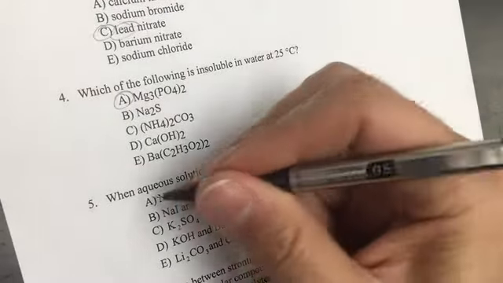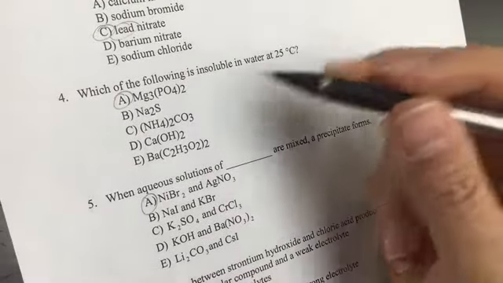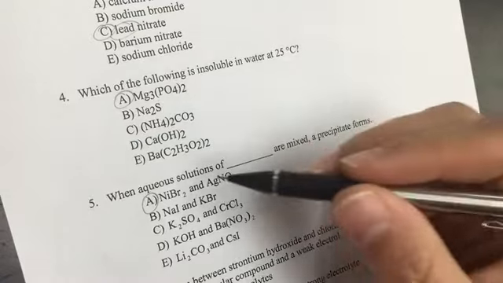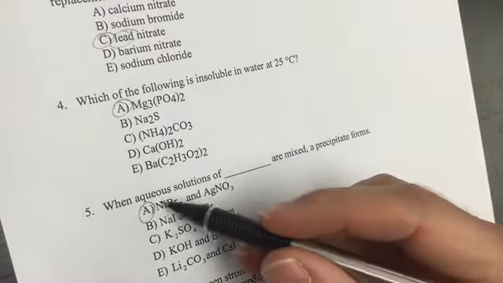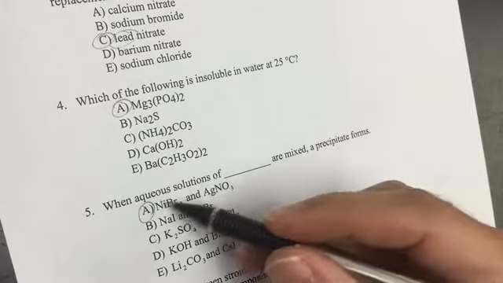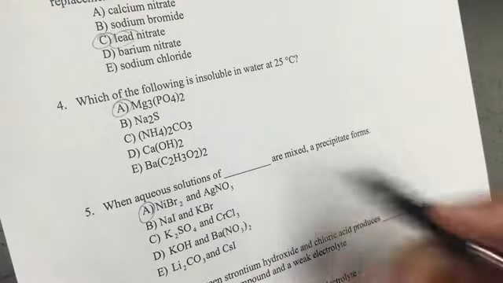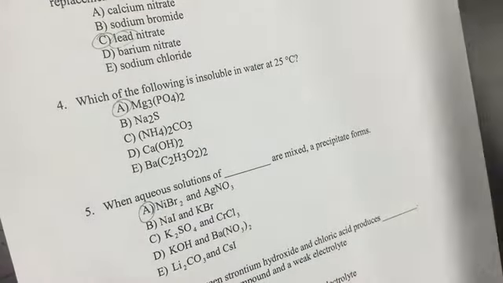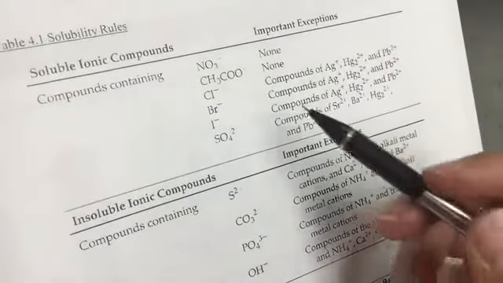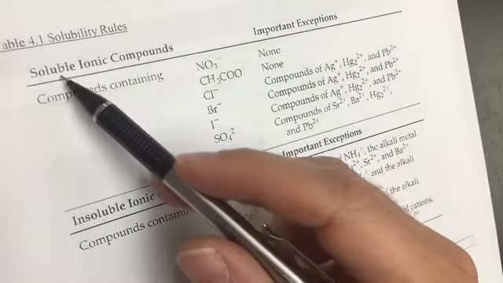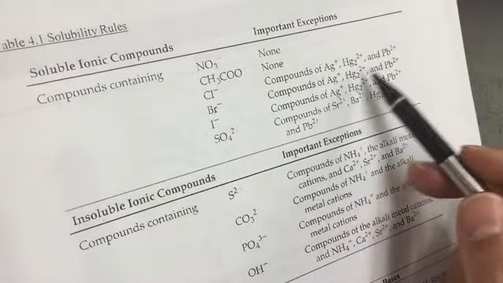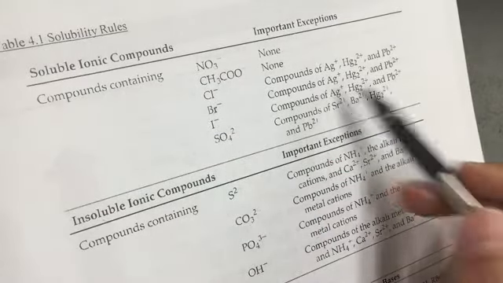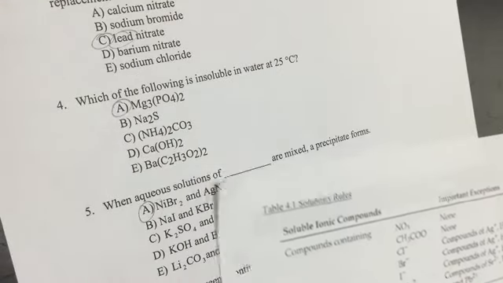5 is A. This is very similar to question 3. You need to know which one of these will make an insoluble precipitate. And nickel and silver swap partners. Silver bromide is insoluble. Again, you can check out your precipitates right here. These are soluble ionic compounds, so bromides are almost always soluble. There are 3 notable exceptions, including the silver.